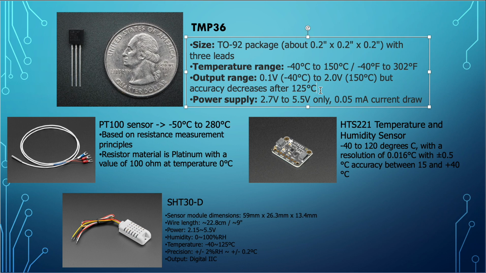Then there is a statement given by the manufacturer that accuracy decreases after 125 degrees as well. So if we need something with better accuracy at more than 125 degrees, this is not a good option. They have also given the power supply and those things. So normally when you are going to select a sensor, you will get a data sheet, a spec sheet saying that these are the temperatures that can be measured, these are the data that you will be taking.